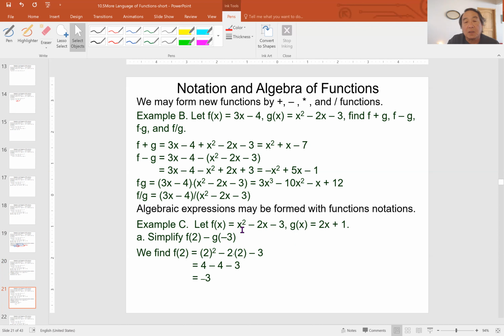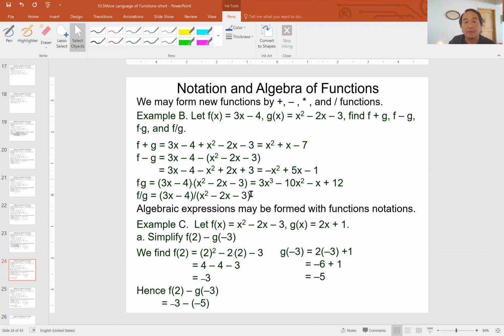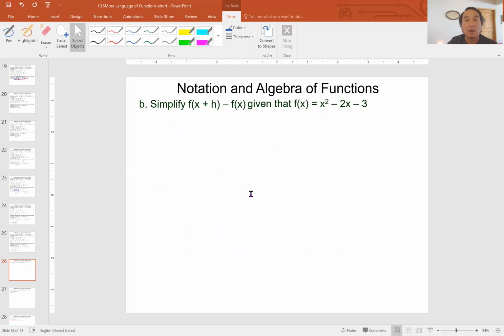G of -3 and put -3 in there. So this is linear: -6 plus 1 minus 5. And then we read the request to have these two answers subtracted: -3 subtract -5. Now we get the final output of this combination of these two functions.